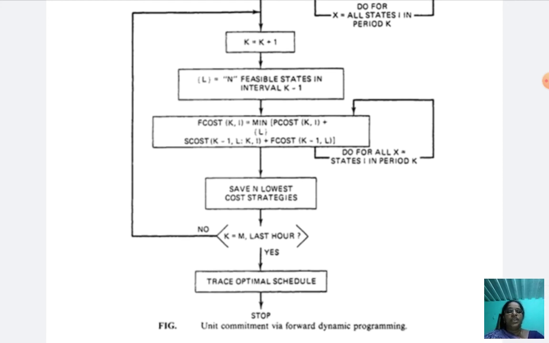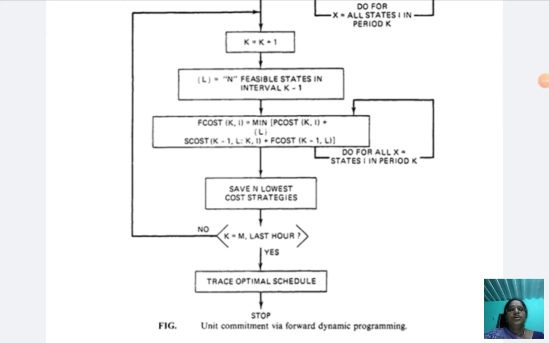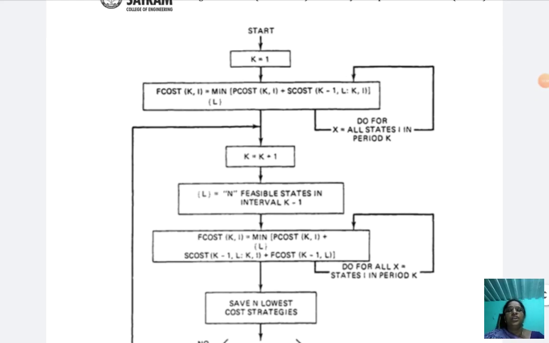Again you have to check whether k is equal to M. You are starting from 1 to M only, k. If it is the last hour, then the optimum schedule is stored. If not the last hour, the loop goes on again. So from the flowchart, by using the dynamic programming forward approach, we can easily solve the unit commitment problem.